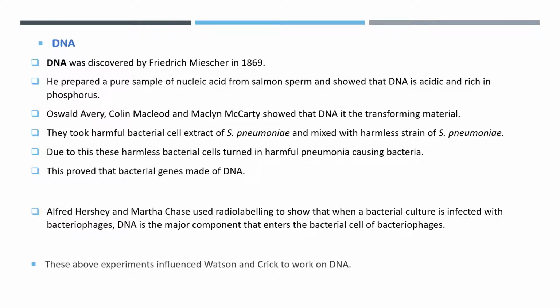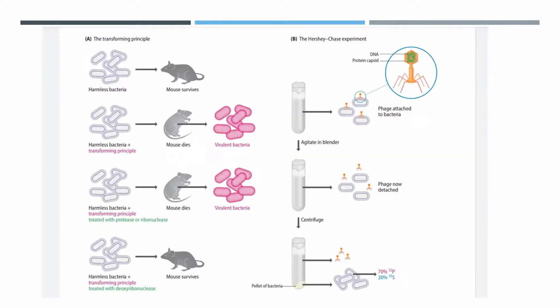Alfred Hershey and Martha Chase used radiolabeling to show that when a bacterial culture is infected with bacteriophages, DNA is the major component that enters the bacterial cell. These experiments influenced Watson and Crick to work on DNA. These are two figures: A, the transforming principle, and B, the Hershey-Chase experiment.